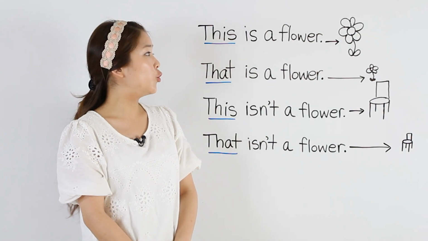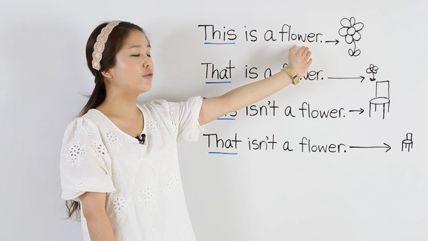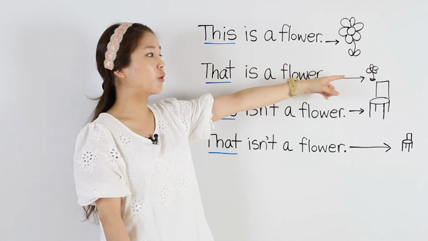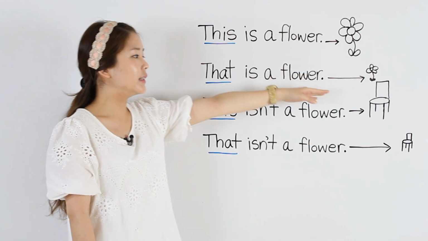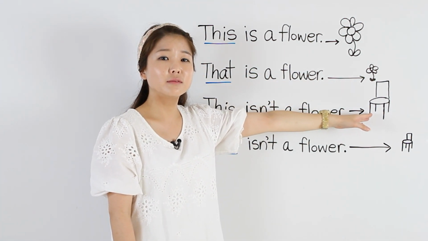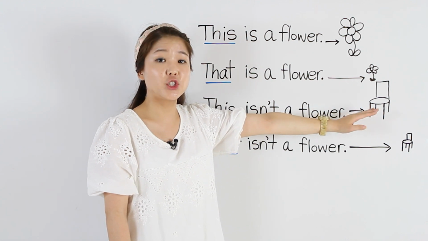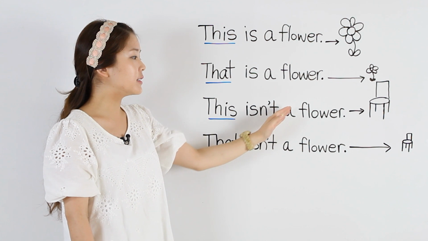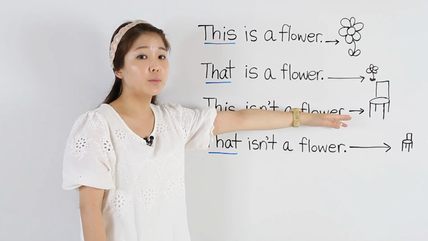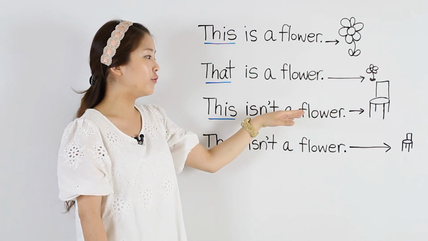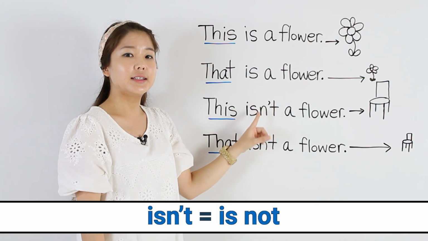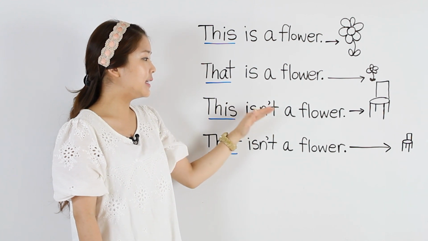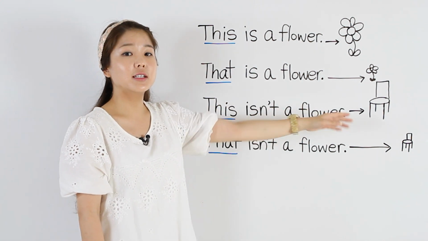So we know this is a flower. Okay, and that is a flower. That. Now, is this a flower? What is it? It's a chair. So we have to use the negative. This isn't a flower. It's close by, but it isn't a flower. Isn't is a contraction for is not. Okay? This isn't a flower. This is a chair.